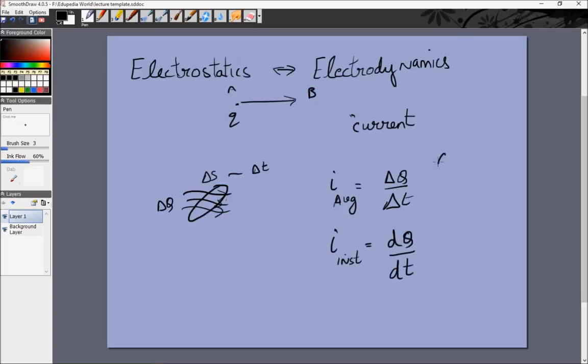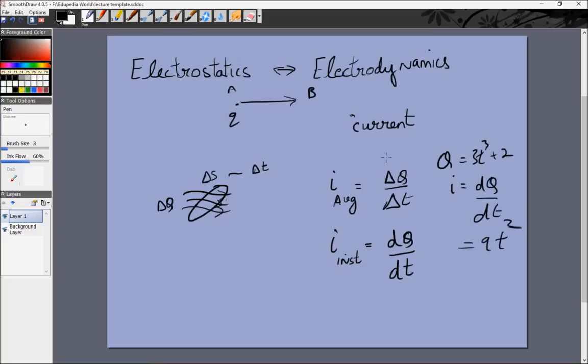So if we are told that q is equal to 3t^3 plus 2, that means through a point, charge is flowing such that q at any time at that point is 3t^3 plus 2, then the current flowing out of that point will be dq by dt, that will be 9t^2.